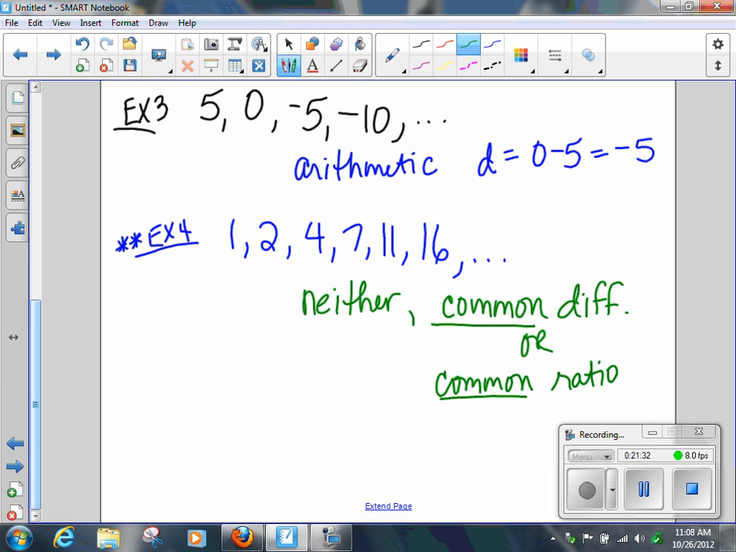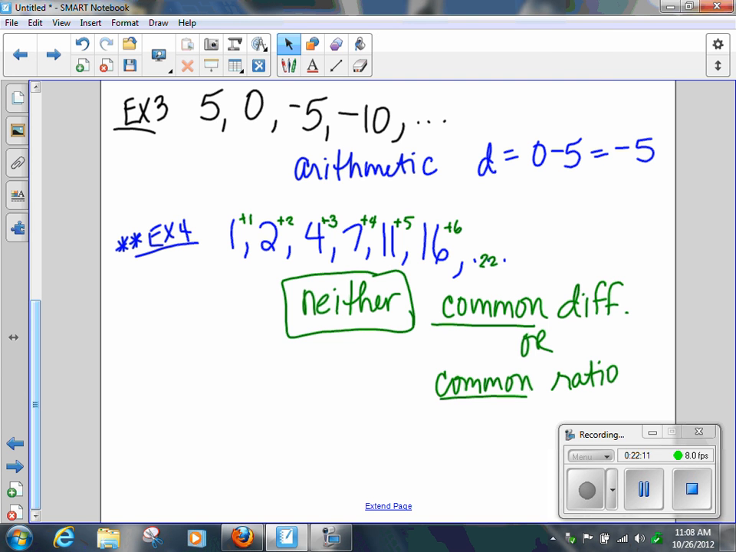Now, was that a trick question? Of course it was. 1 plus 1 is 2. 2 plus 2 is 4. 4 plus 3. 7 plus 4. 11 plus 5. What would the next number be? 16 plus 6, which would give us 22. What you going to ask? Maybe. But I'm just looking at just determining whether it's arithmetic or geometric. That's all. Okay? So this is a neither.